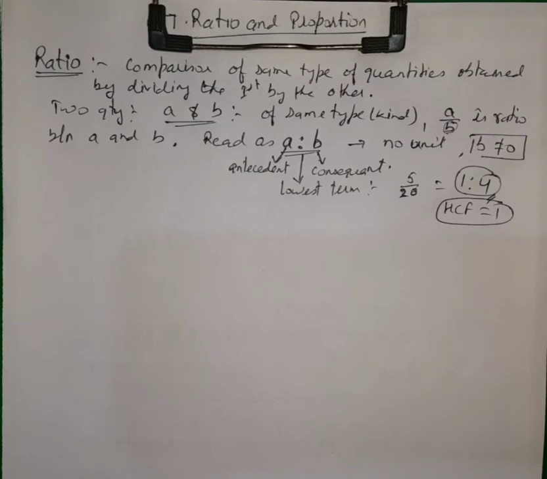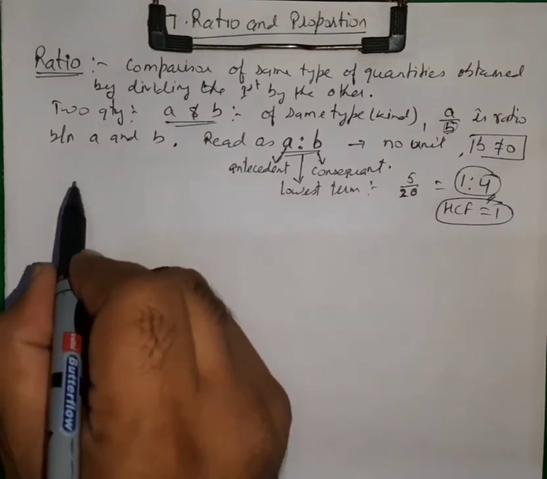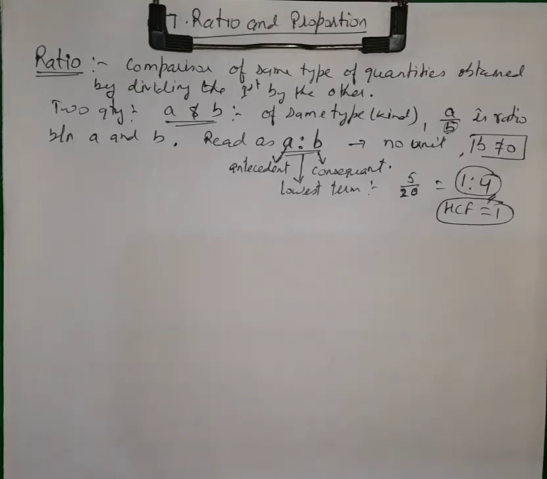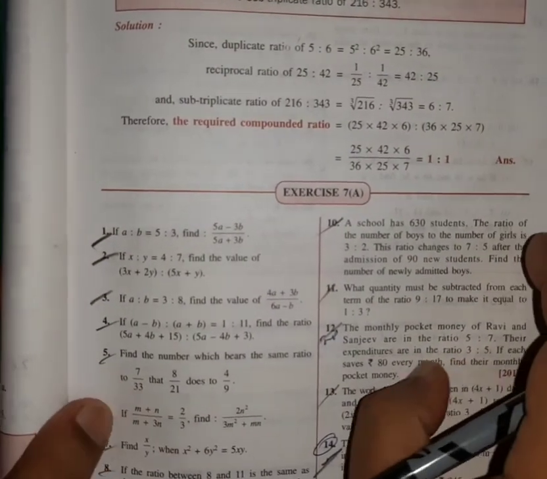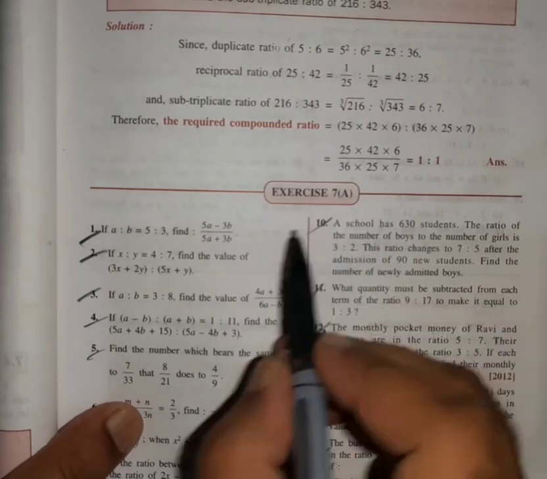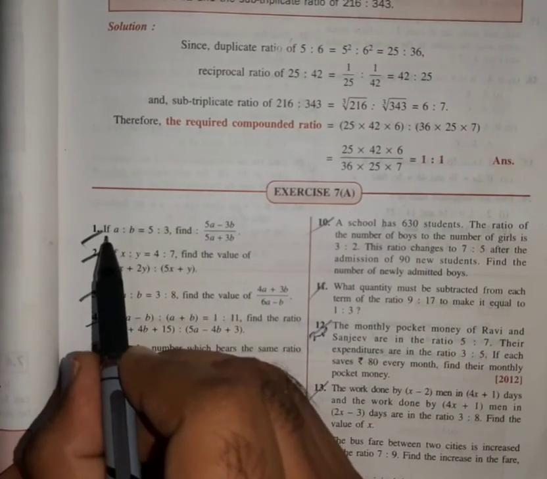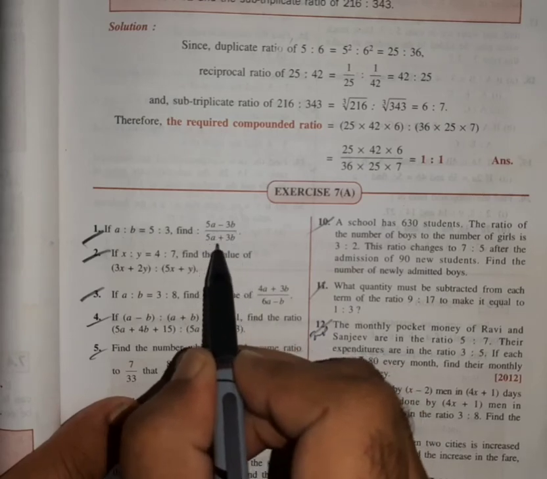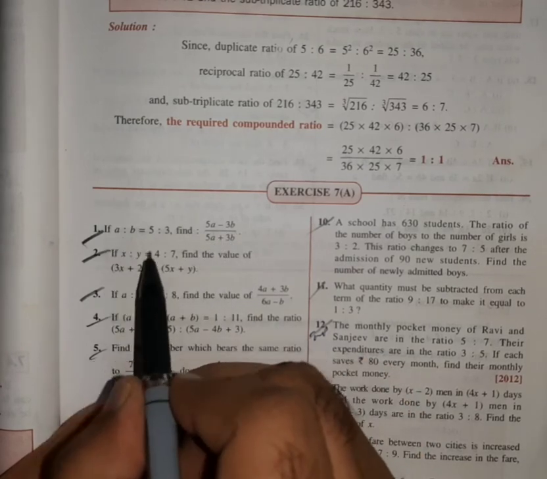Now let us say that we are given some questions like this. I am taking the first question from your exercise 7A. The question is, if A is to B is equal to 5:3, then we have to find 5A minus 3B over 5A plus 3B.